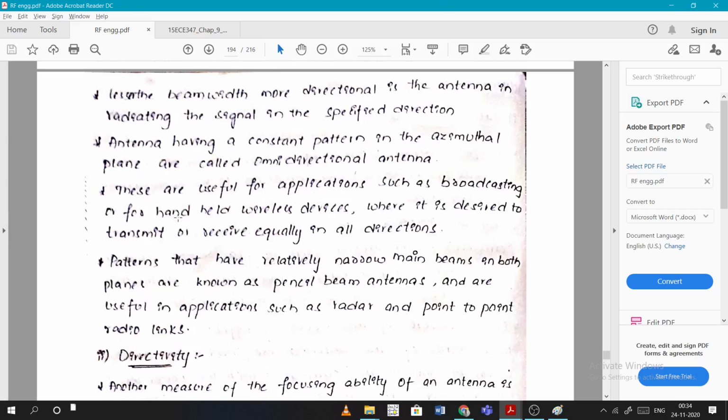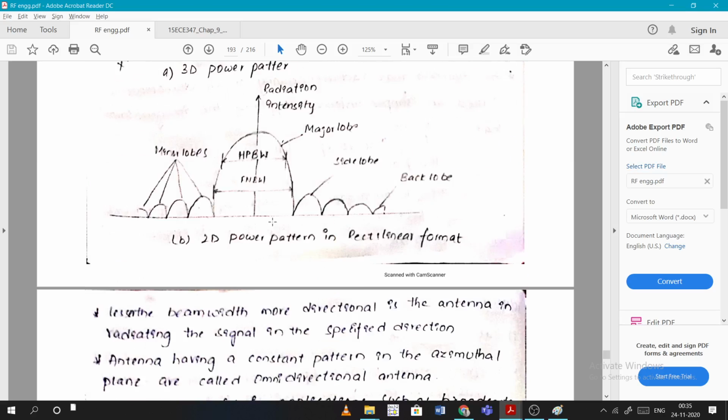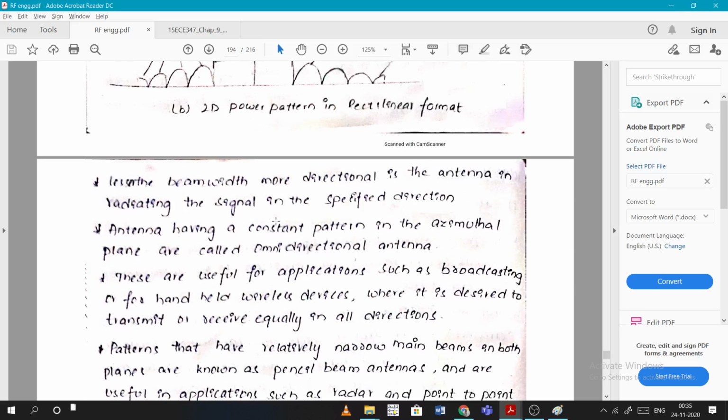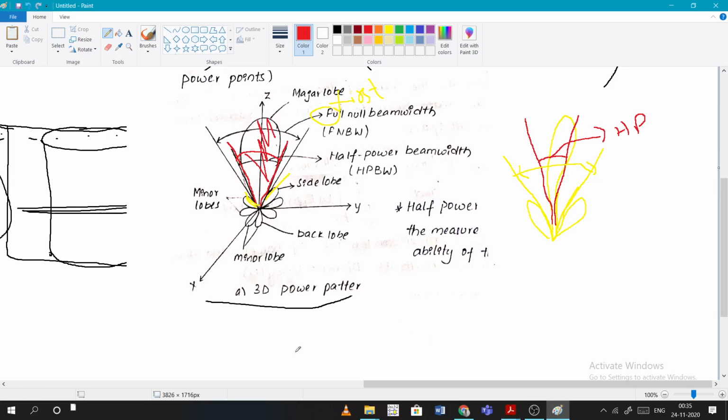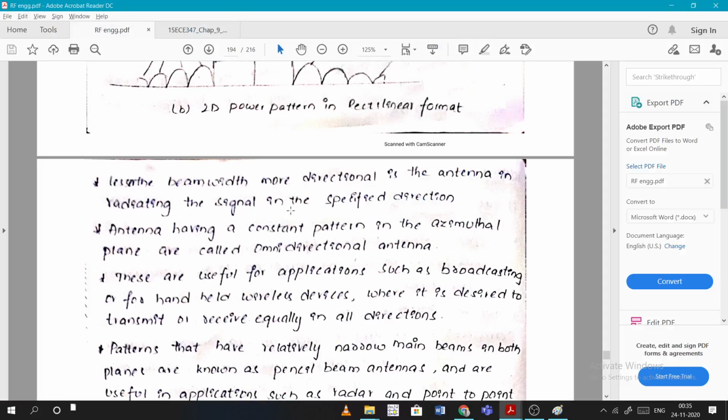So the narrower the beam width, the more directional the antenna. When the beam width is small, the antenna is more directional, because it can be focused in one particular direction. In this example, it is not focusing in a single direction, but when it comes to a narrow beam, it focuses in one direction. That's what more directional means.